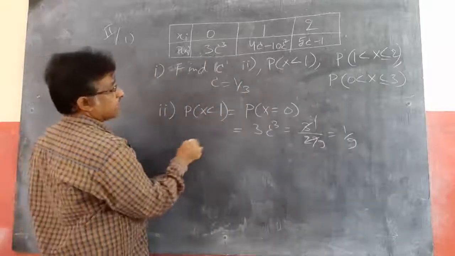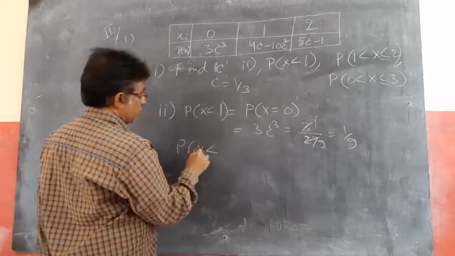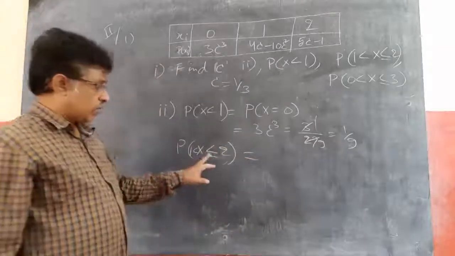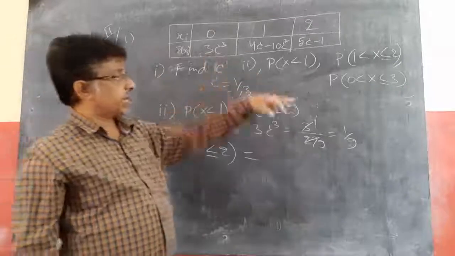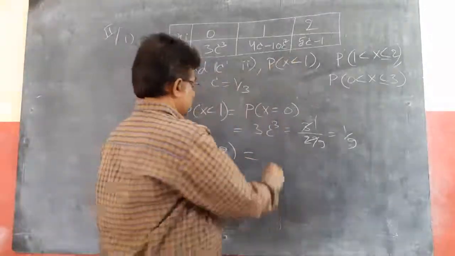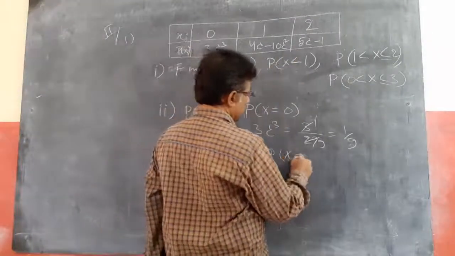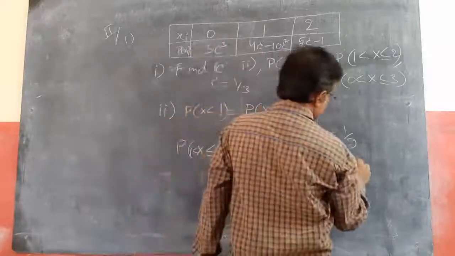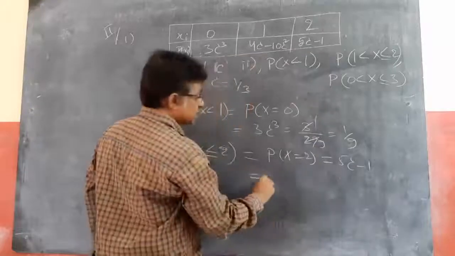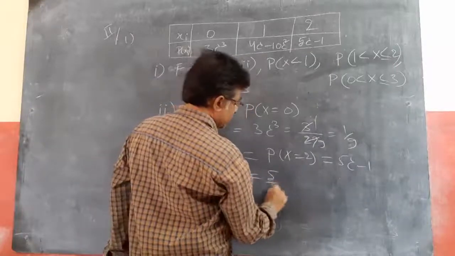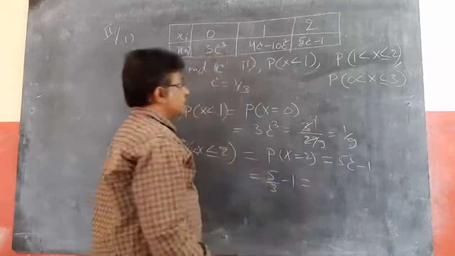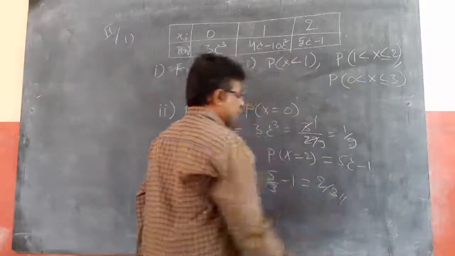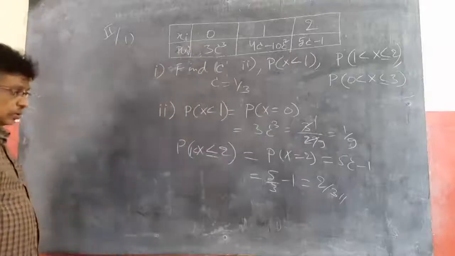Next, P of x lies between 1 and 2. P of x lies between 1 and 2, but not equal to 1, only equal to 2. There is nothing between 1 and 2, only equal to 2 is there. So you can write P of x equal to 2. P of x equal to 2 means we have 5c minus 1, that is equal to 5 by 3 minus 1, equal to 2 by 3. P of x equal to 2 is 2 by 3.